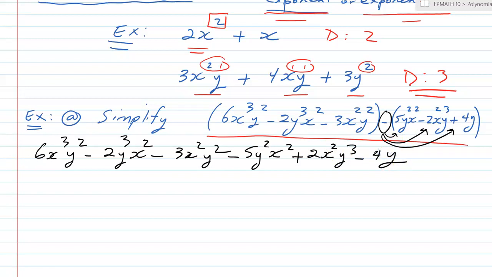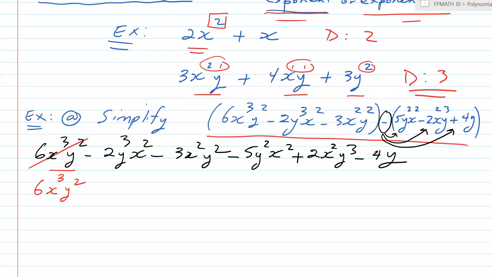Now we are going to collect like terms. All right, so we're going to go through first x cubed y squared. Where else do we see x cubed y squared? We do not see it anywhere. We're just going to rewrite the whole thing down. So the first term down, 6x cubed y squared. We're going to cross that.